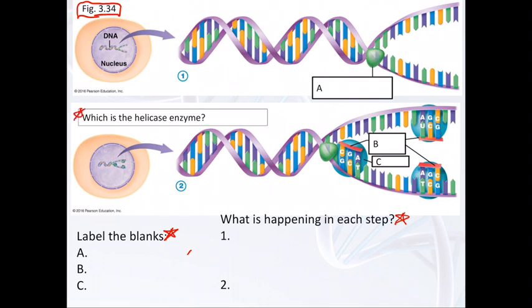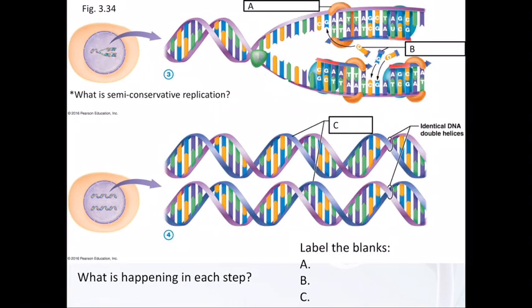Right? Okay, and then on this next slide here, we're going to go to, again, still figure 3.34. Again, you're going to label the blanks, fill in what's happening in each step, explain it using words, write it down, steps 3 and 4, and then I'll help you with this question: why is this called semi-conservative replication?